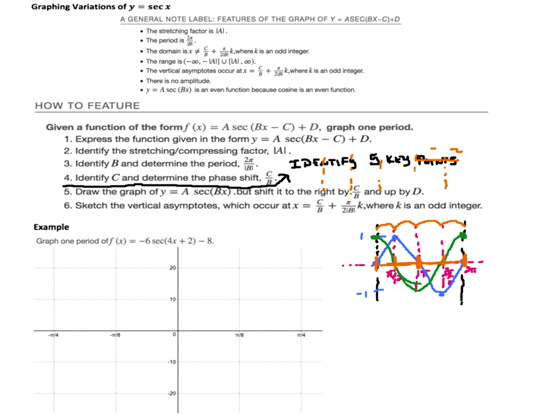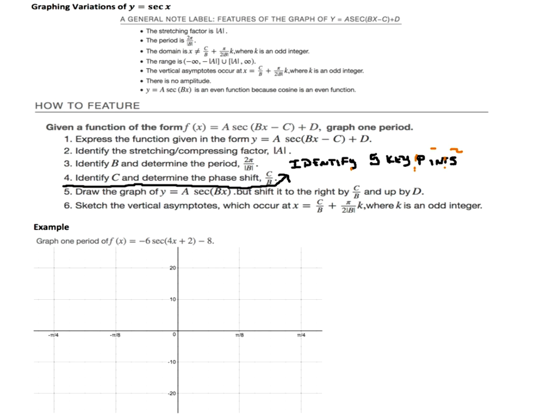Let's see if I can actually clean off this without cleaning off my writing. Oh yeah, I need to write how we're going to find those key points as well. And I'm going to take that off there too. Okay.